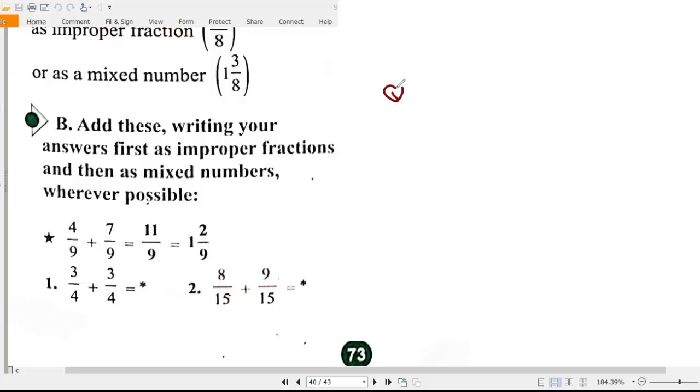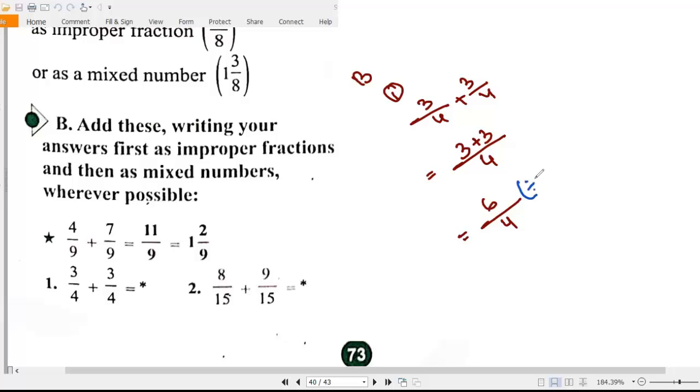Number 1. Number 1 says 3 by 4 plus 3 by 4. Look, the fractions are like fractions. So what will we do? The denominator will be 4 and we have to just add the numerators. Now what is 3 plus 3? 3 plus 3 is 6. 6 divided by 4. Now we have to convert into lowest terms. How can you convert? By dividing both numerator and denominator by 2.